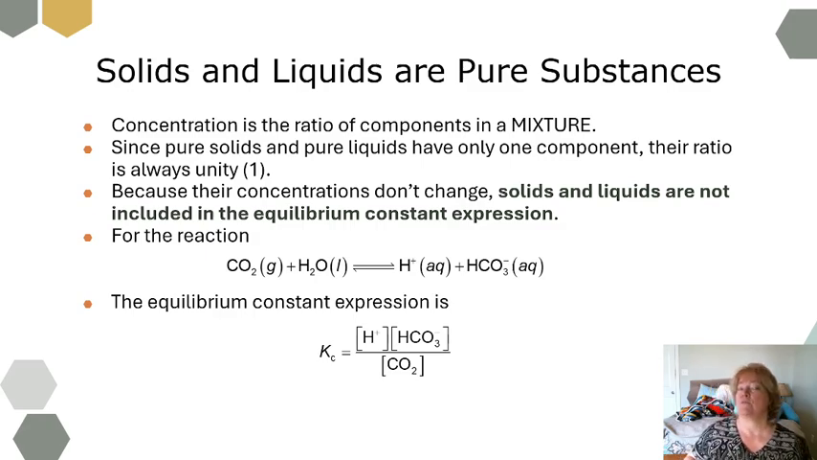Remember, when we talked about the Kc, we're writing in terms of concentration. The concentration is the ratio of components in a mixture. But solids and pure liquids only have one component. Therefore, their ratio is always unity, 1. So in other words, they don't have a concentration. Their concentration is 1. They're pure. Remember, we talk about moles of solute divided by volume of the whole mixture. I can't have that when I have a pure substance. So for pure substances, their concentration is 1.